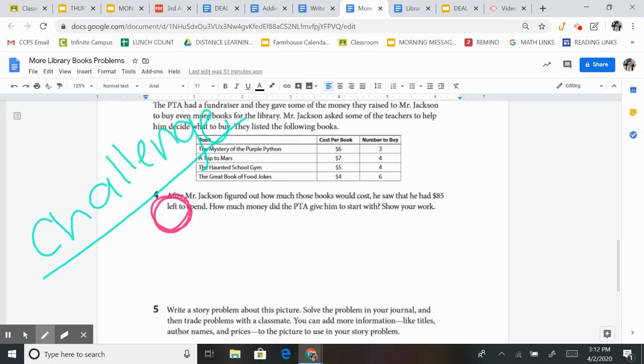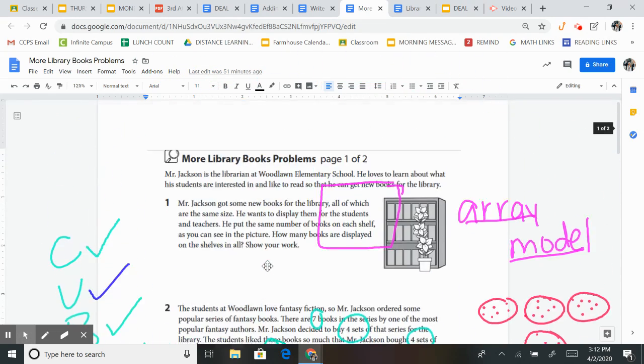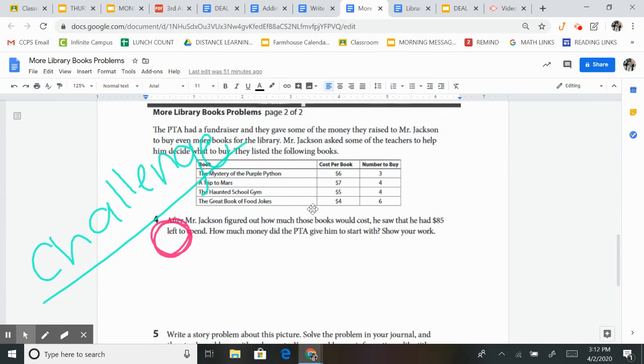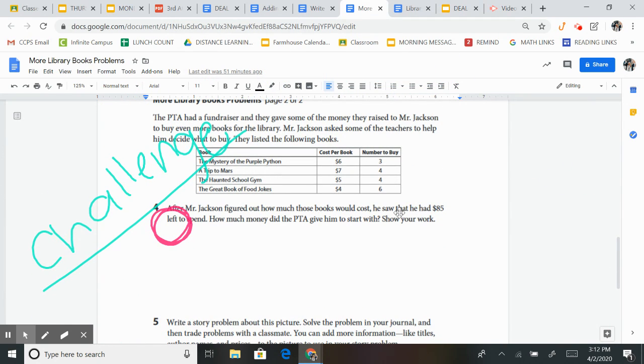So for independent practice, you're going to be finishing number 1 and number 3. And then page 2, working on these 2 challenge problems on your own. I look forward to seeing if you successfully complete the challenge, and I'll offer you feedback as I need to.